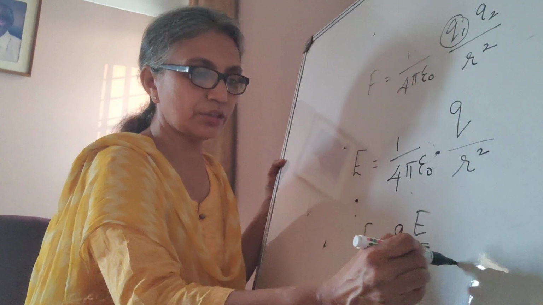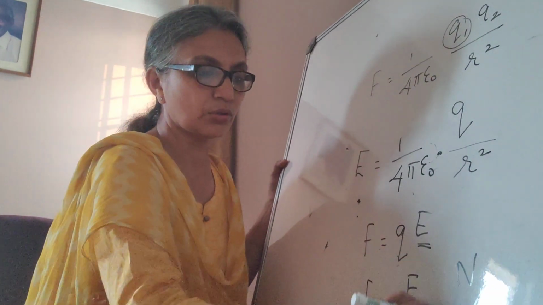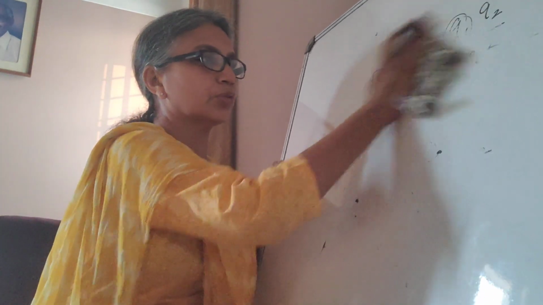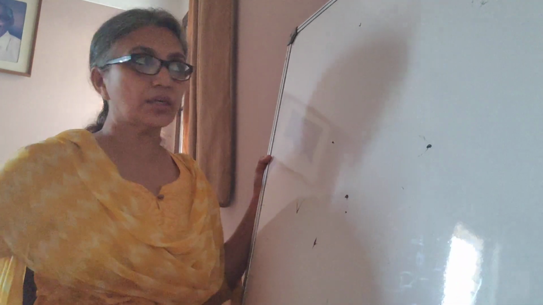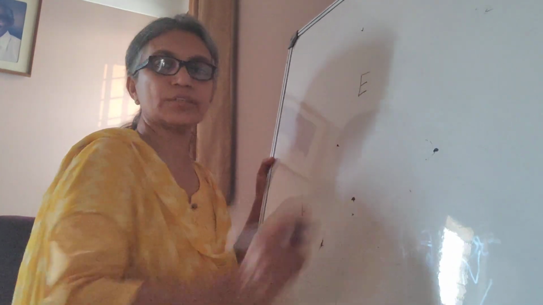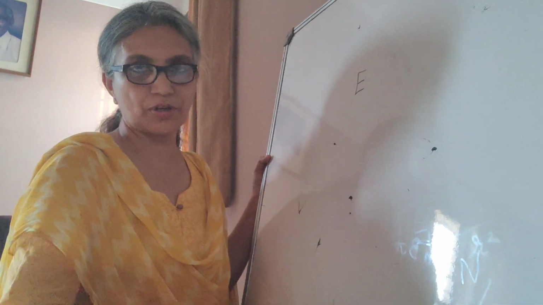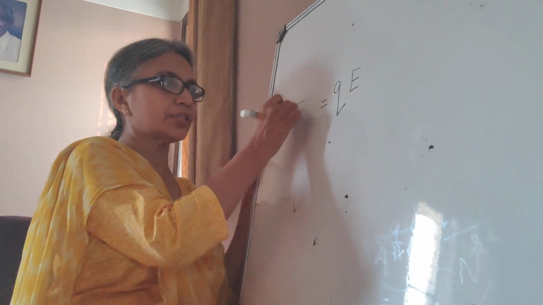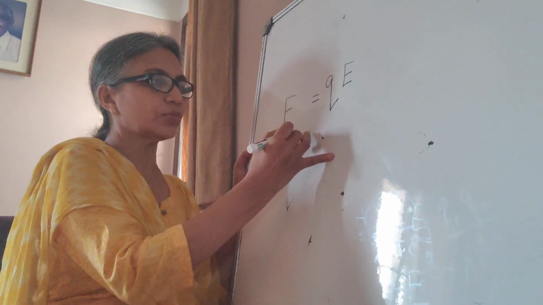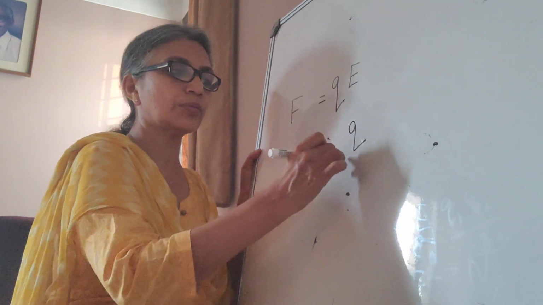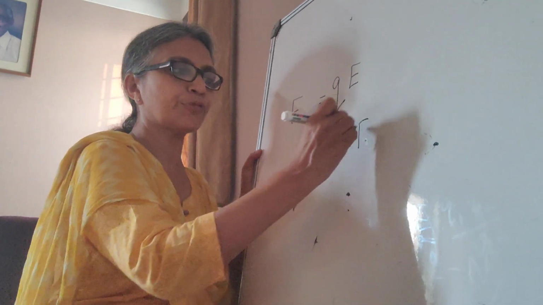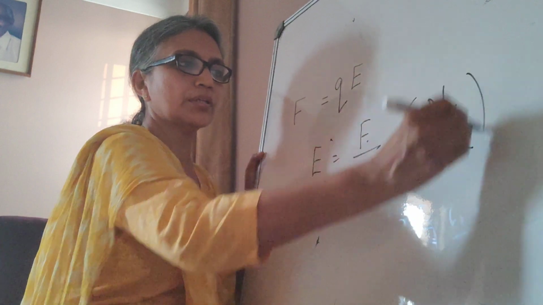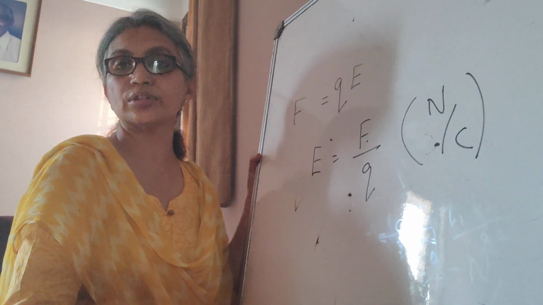SI unit for F is Newton and for Q it is Coulomb. So you will see that the SI unit of electric field is Newton per Coulomb. I'll repeat it once more. Electric field is force experienced by unit positive charge. If you have Q charges, then the total force becomes F is equal to Q times E. From here you will see the electric field is equal to F by Q, and F is in Newton, charge is in Coulomb. So we have the SI unit for electric field as Newton per Coulomb.